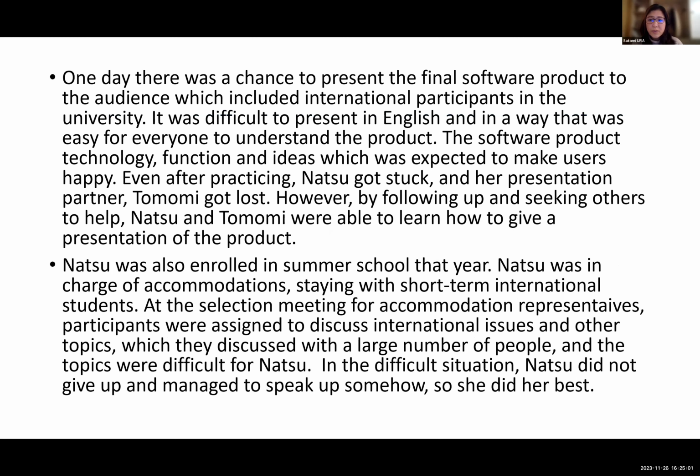The final version of the product was projected motifs, which were created from tourist resources of the target town. They projected the motifs on a plain kimono. There was a chance for Natsu and Tomomi to present their product to an international audience.